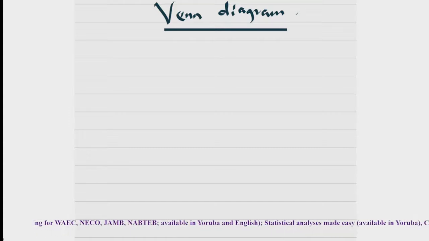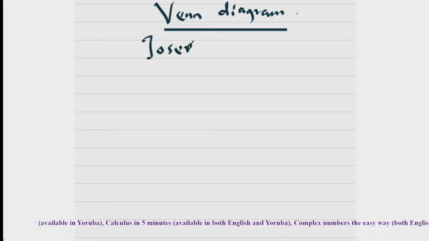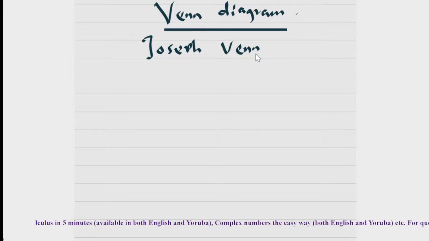Venn diagram. This Venn diagram was named after Professor Joseph Venn. Joseph Venn is an English mathematician, and this Venn diagram was used to solve mathematical problems involving two sets in the early 19th century. So, in essence, a set can be represented by showing its elements within a boundary, or a region, usually a range, or you can say a circle.